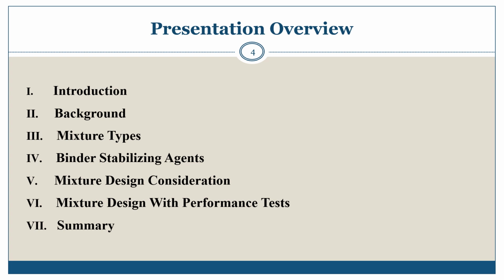Section 4, Binder Stabilizing Agents, are briefly discussed to note their function and importance. In Section 5, Mixture Design considerations are given. In Section 6, a discussion of mixture performance tests is provided. And in Section 7, Summary provides summary comments and discussion.